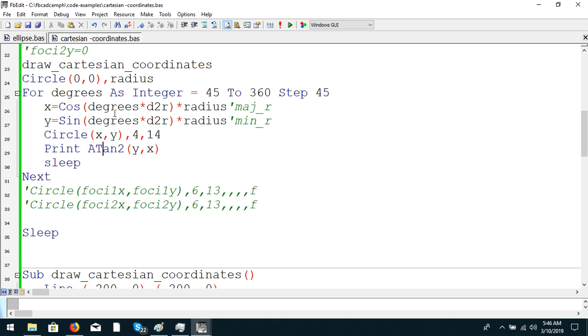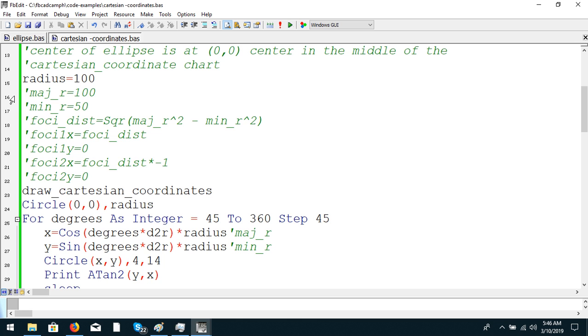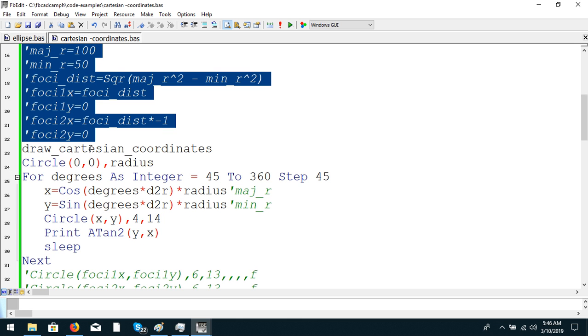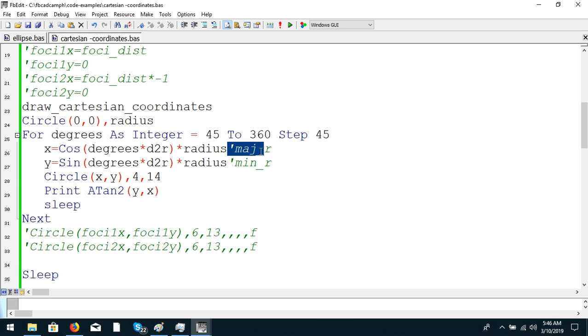Okay, this is the same code that I had before. I'm not going to be dealing with an ellipse at the moment. I'm just going to deal simply with the circle. So you can see that I commented out the major and minor radius. I just kept the standard radius for both the x and the y. And I want to print every time it goes from 45 degrees all the way around.